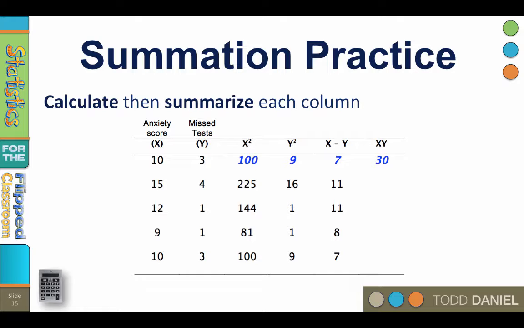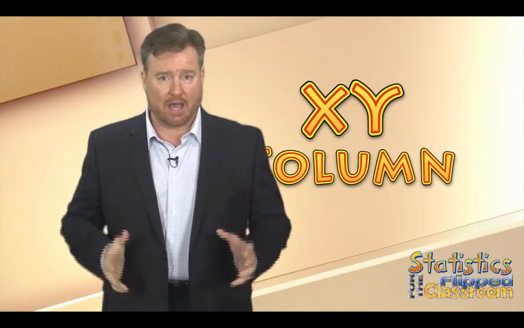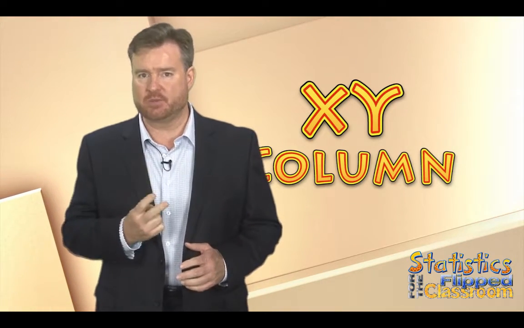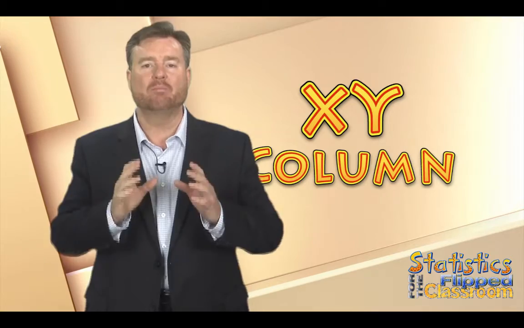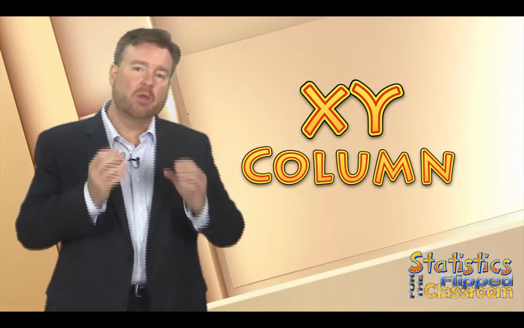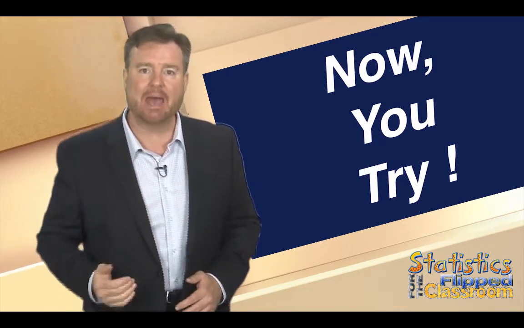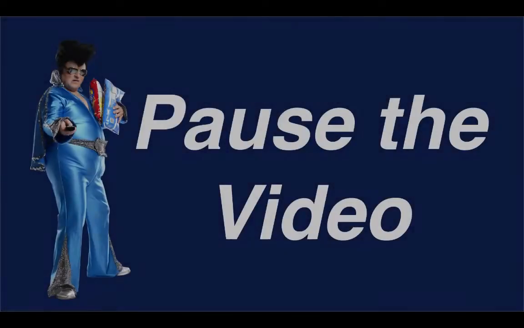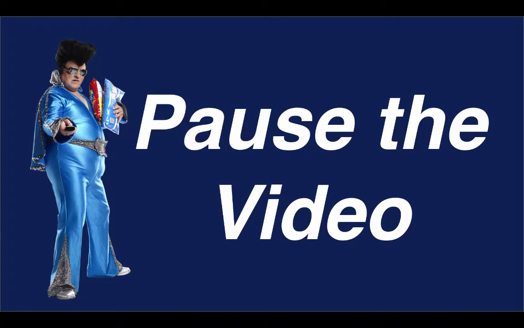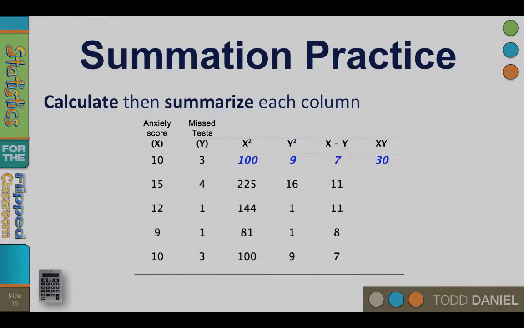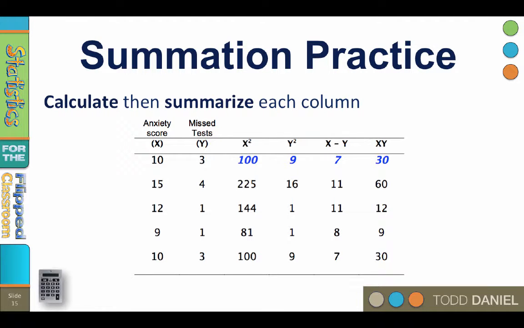15 minus 4 is 11. 12 minus 1 is 11. 9 minus 1 is 8. And 10 minus 3 is 7. Now that leaves the xy column. Whenever we see two variable names next to each other with no mathematical notation, we multiply. To create this column, we multiply each x value by its corresponding y value. Stop the video, finish the x times y column, and then come right back and check your work. The values for x times y are 30, 60, 12, 9, and 30.